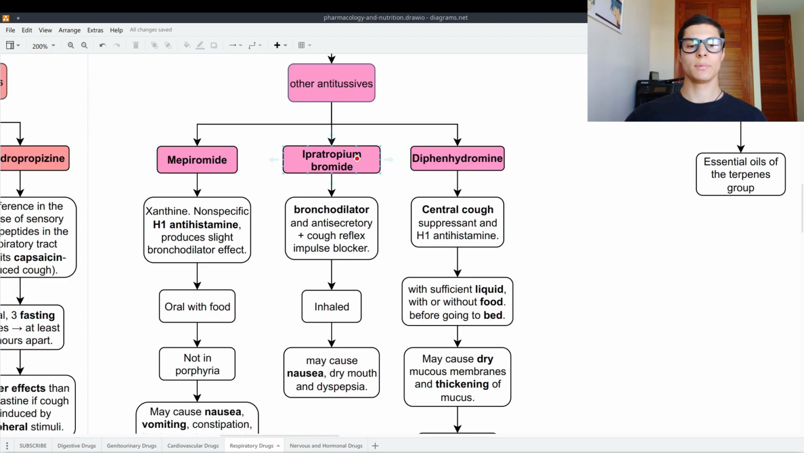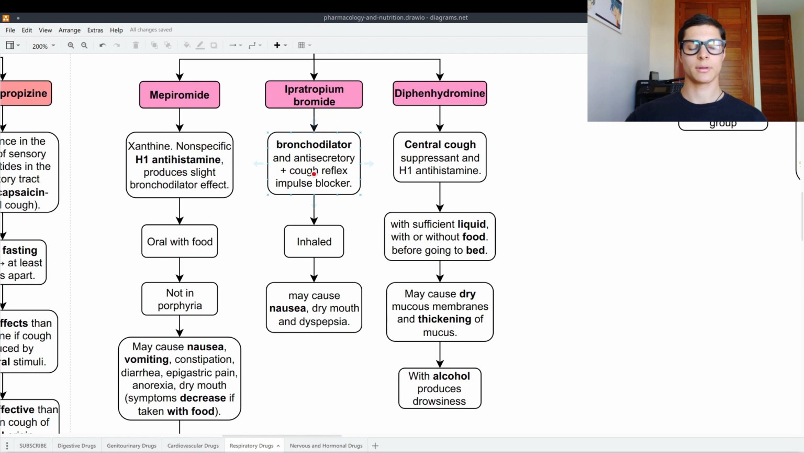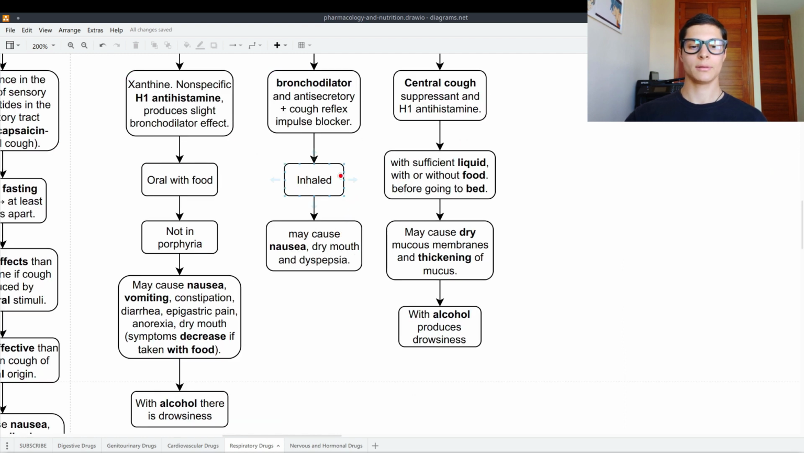Then the ipratropium bromide. It is a bronchodilator and antisecretory. And it is also a COG reflex impulse blocker. It is inhaled and it may cause nausea, dry mouth and dyspepsia.